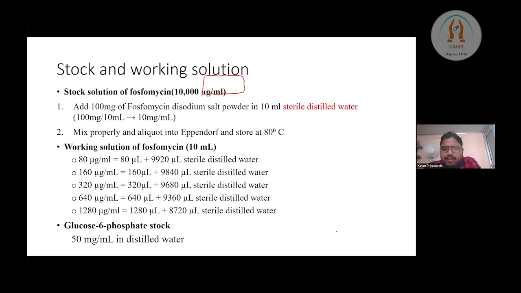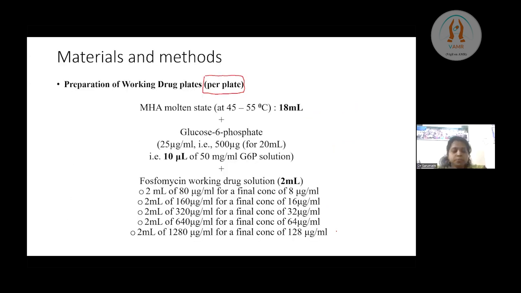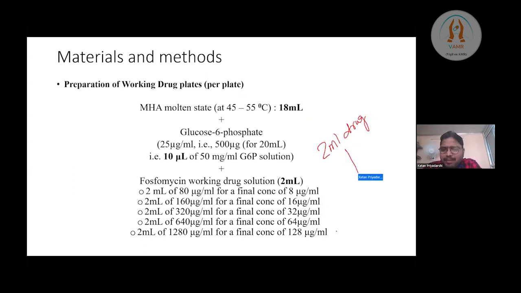What we need to note here is that if you look into the dilutions, the 2 ml of drug is ultimately becoming 20 ml of media plus drug. This 2 ml is added to 18 ml of agar, that will become 20 ml media plus drug. So what is the dilution? How much is the drug getting diluted? A 1:10 dilution is being done.